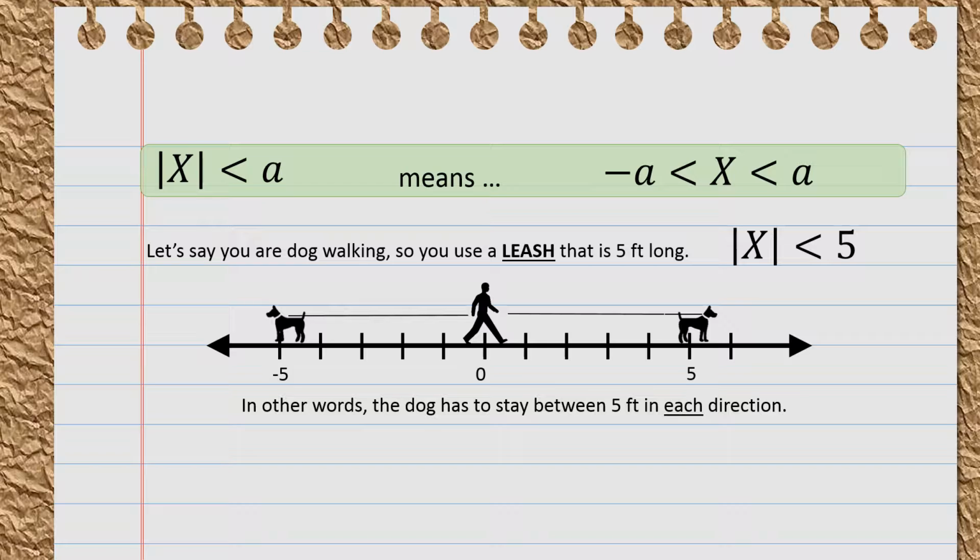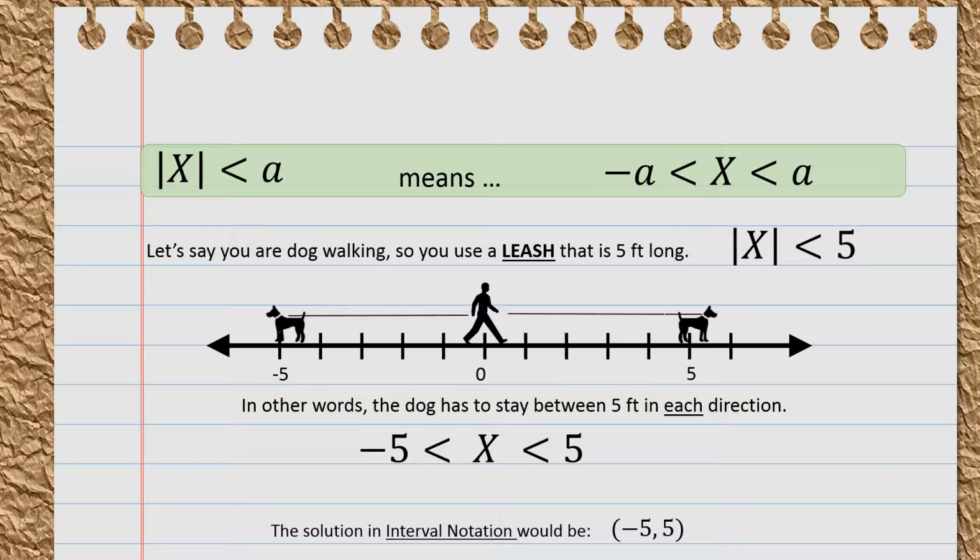In other words, the dog has to stay between 5 feet in either direction, either in front or behind. Which means negative 5 is less than x, which is less than 5. The dog has to stay between negative 5 and positive 5. So the solution in interval notation would be negative 5, 5 with parentheses. As a helpful hint, the less than symbol could be a reminder of the word leash. Less than, leash.